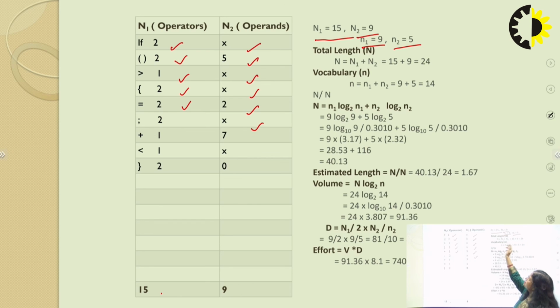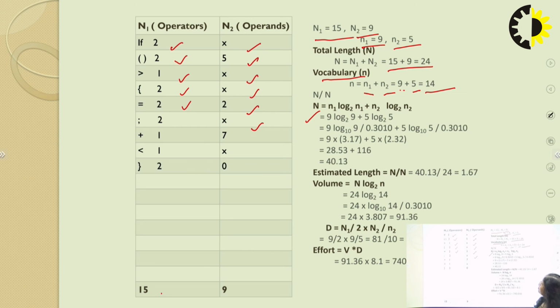operands. So the total program length N is equal to N1 plus N2, meaning total occurrences of operators plus total occurrences of operands. So 15 plus 9 is equal to 24. Vocabulary size is the total number of distinct operators plus the total number of distinct operands. The total number of distinct operators is 9 plus the total number of distinct operands is 5, so 14. This is the vocabulary size.